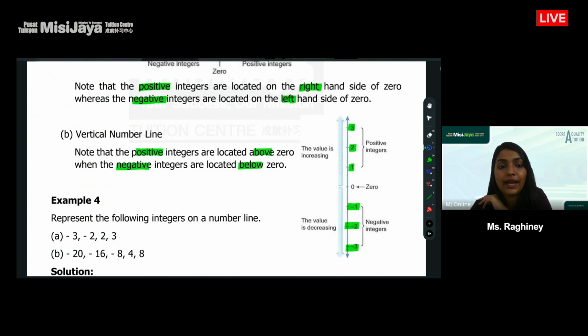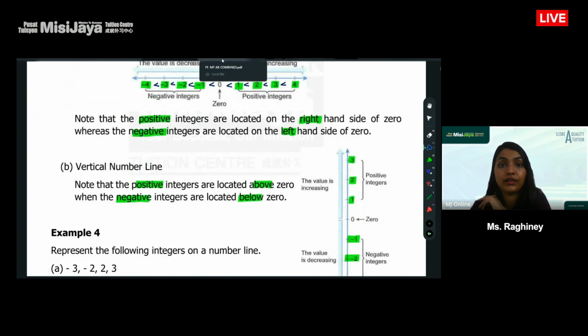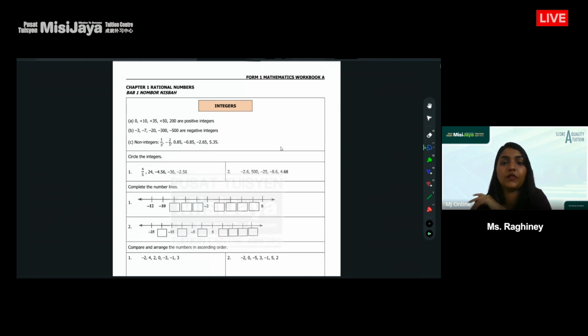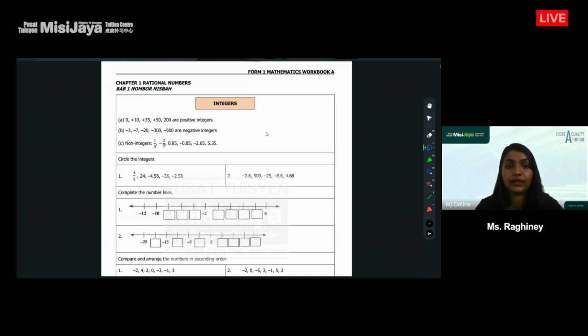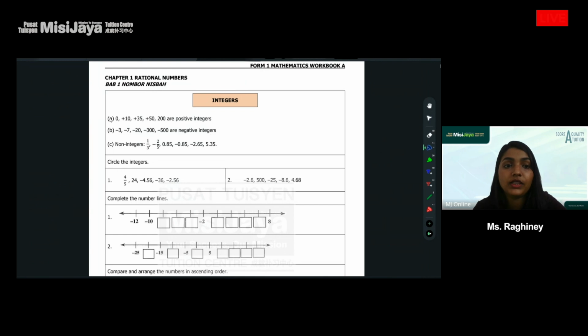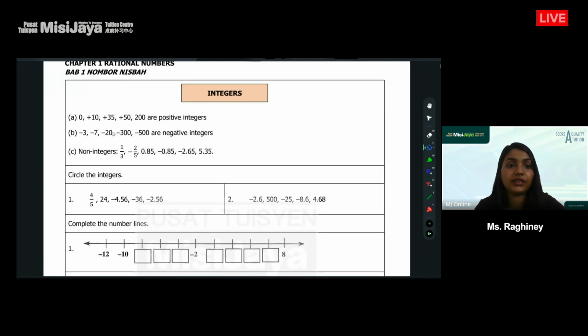So let's look at some example questions. I want you guys to try this out, okay? Okay, let's look at this together. 0, +10, +35, +50, and 200 are positive integers. -3, -7, -20, -300, and -500 are negative integers. And these are non-integers. You can see here, 1/3, -2/5, and then we have some decimals.